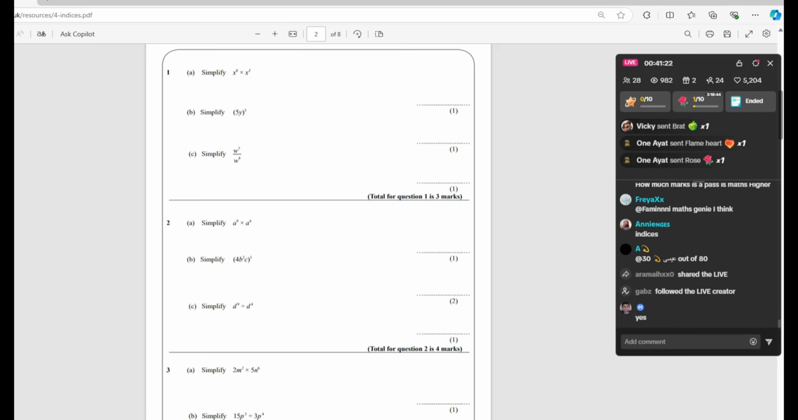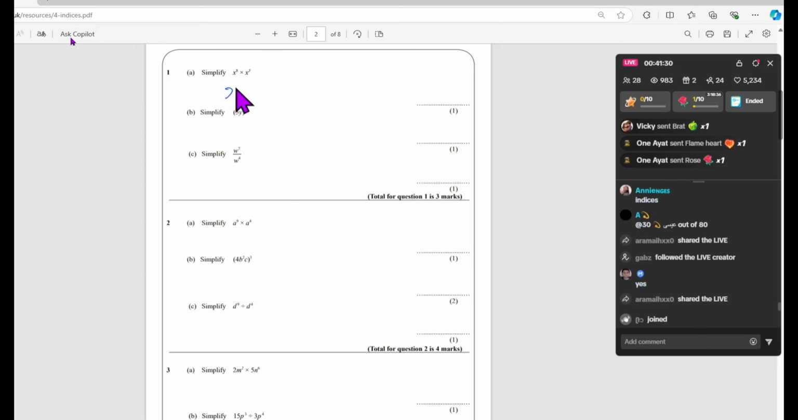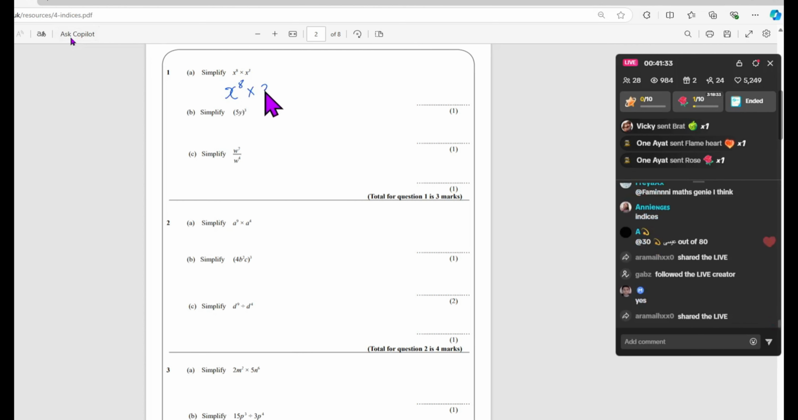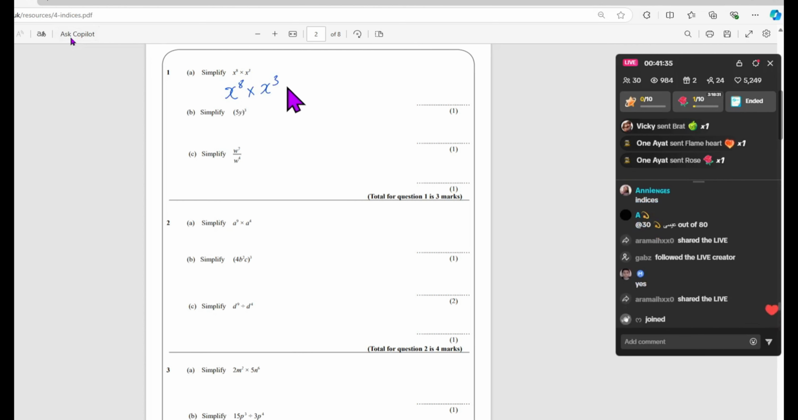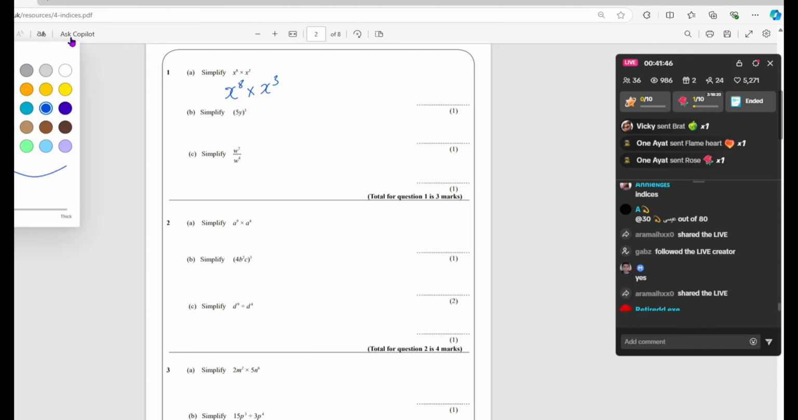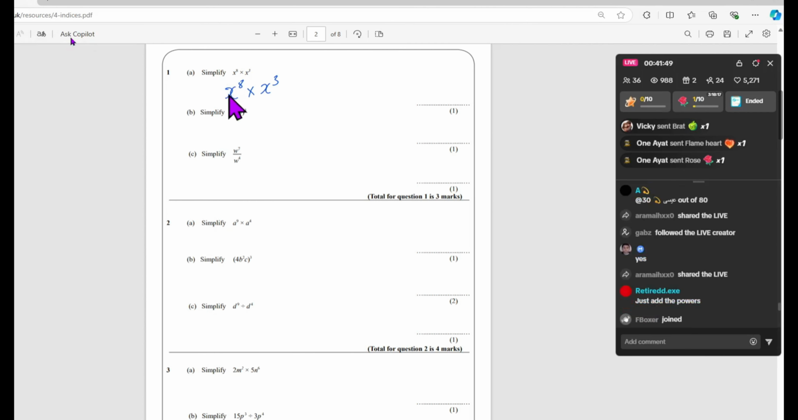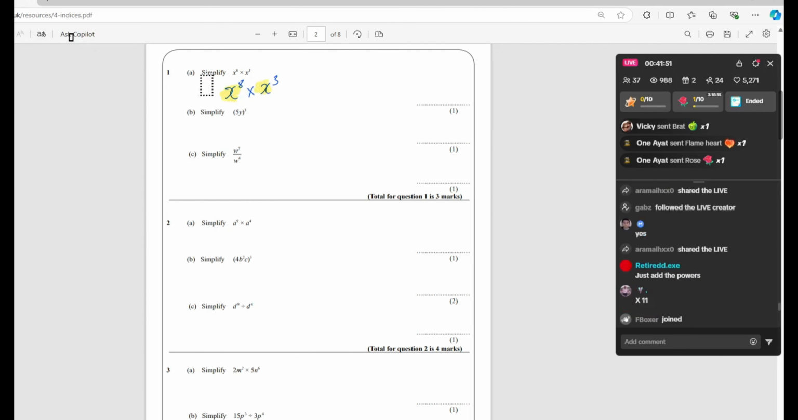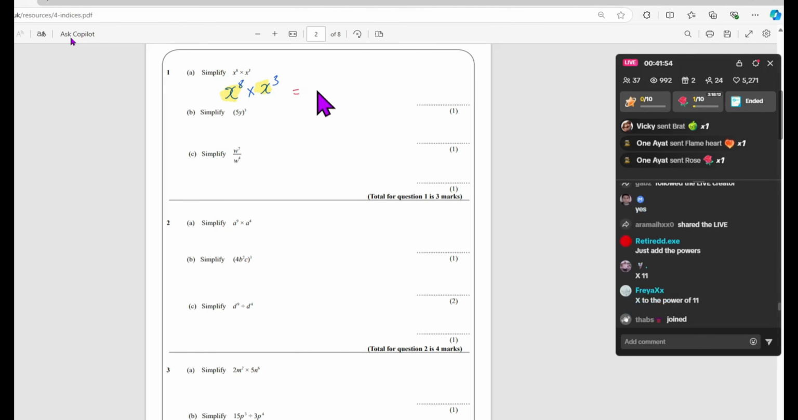So we have to simplify x to the power of 8 times x to the power of 3. Now, how do we do this? When we are multiplying powers, you have to add the powers when multiplying with the same base. As you can see, it has the same base, which is x. You can add the powers, and then you will get x to the power of 11, okay?